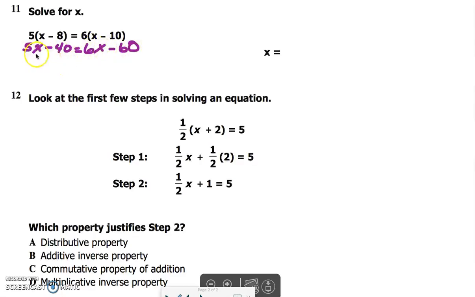Now it's time to move something. 5x and 6x. We move the little guys, so we're going to subtract 5x from both sides. Then if I cancel out on the left, I'm going to cancel the constants on the right. So we're going to add 60 over here, add 60 over there.